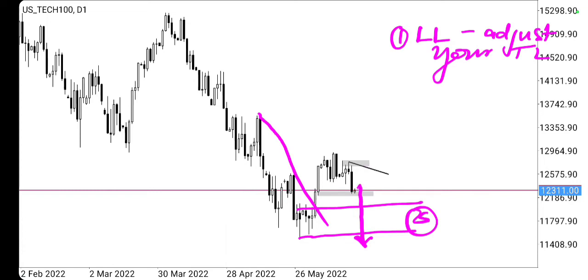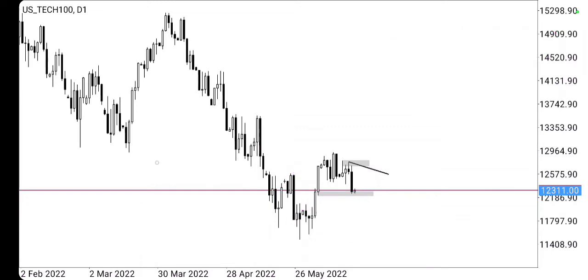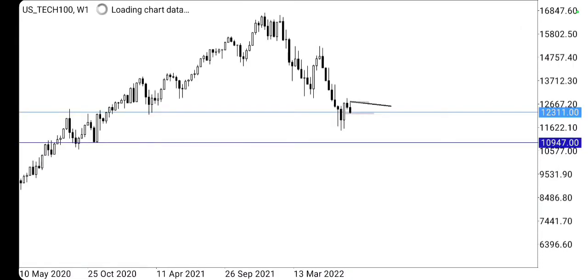Should this one be broken to the downside like that, we need to go up and see how the structure is there, because if we go down, it's not going to help us. They have already been violated, obviously. So we are moving up. If it goes down, let's check weekly. How would the weekly look?